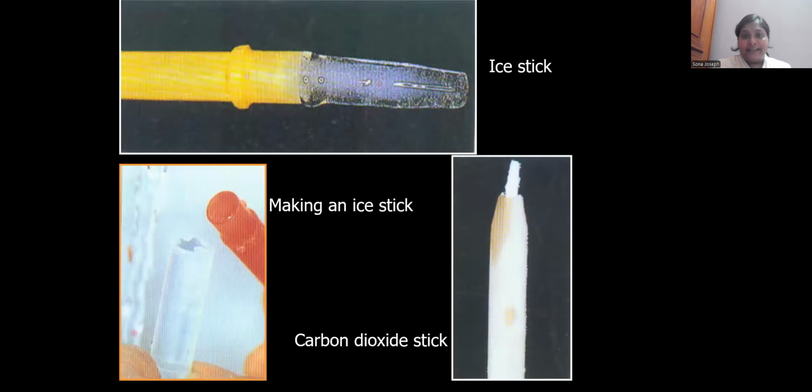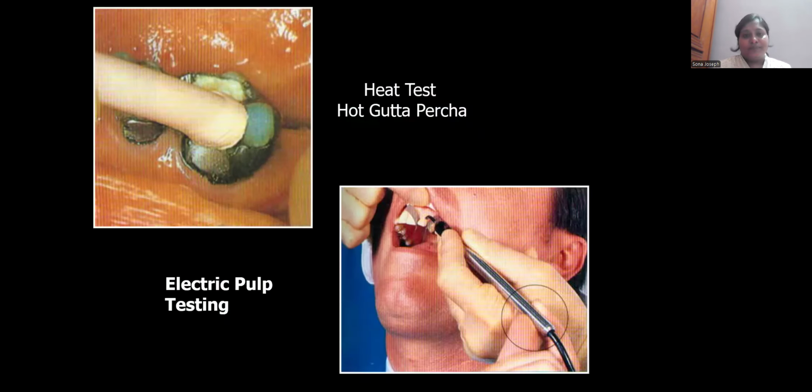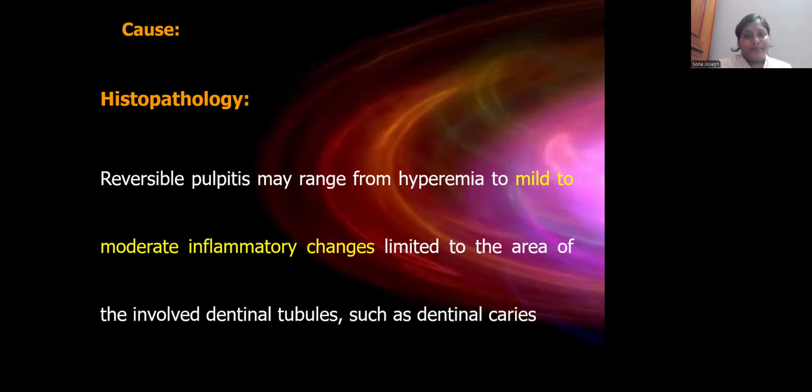You can do vitality tests, mostly elicited by the cold test, where when you apply the cold stick, the patient will have sensitivity, but when you remove it, immediately within seconds, the patient comes back to the normal state. Even sometimes it will be affected by the heat test, or when you introduce the electric test also, the patient will have sensitivity, but once you remove it, he'll be fine.